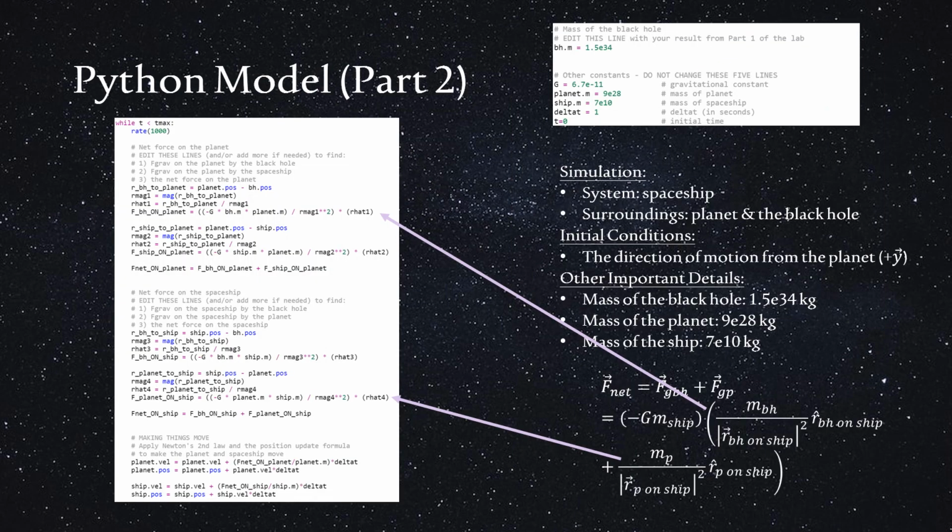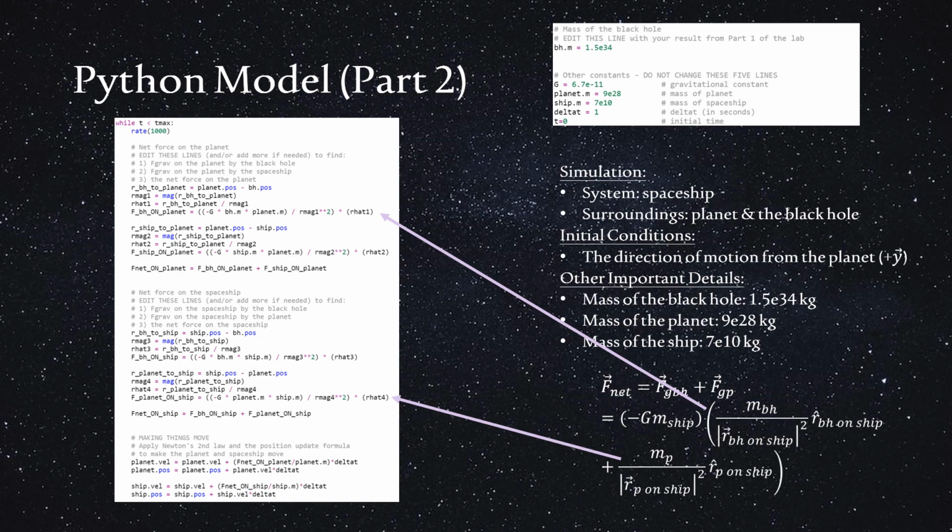This is the Python code of part 2 of the experiment. The system is the spaceship, and the surroundings are the planet and the black hole. The initial conditions of this experiment: the direction of motion from the planet is in the positive y direction. Some other important details to include are the mass of the black hole, which we found in part 1, the mass of the planet, and the mass of the ship, both of which were given.